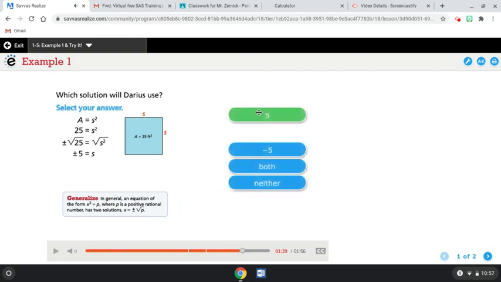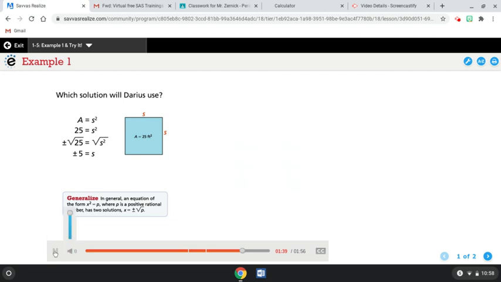Select your answer. Guys, I've already selected this answer for you, and you can see that I selected the answer 5. The reason that we select the positive answer in this case is because we know that distances or lengths cannot be negative. We cannot have a negative distance. Our side length cannot be a negative 5 feet. It can only be a positive 5 feet. So although it has two answers, we are only using the positive answer because we are dealing with a distance.